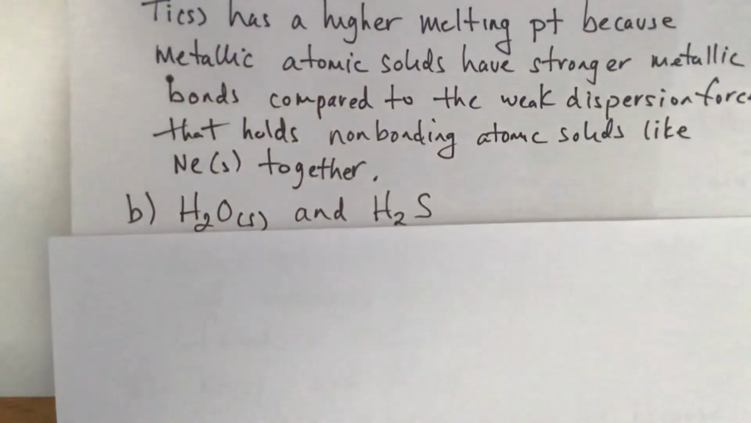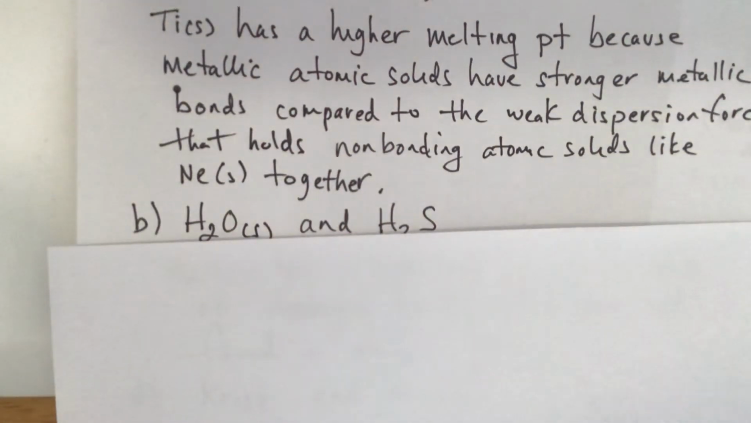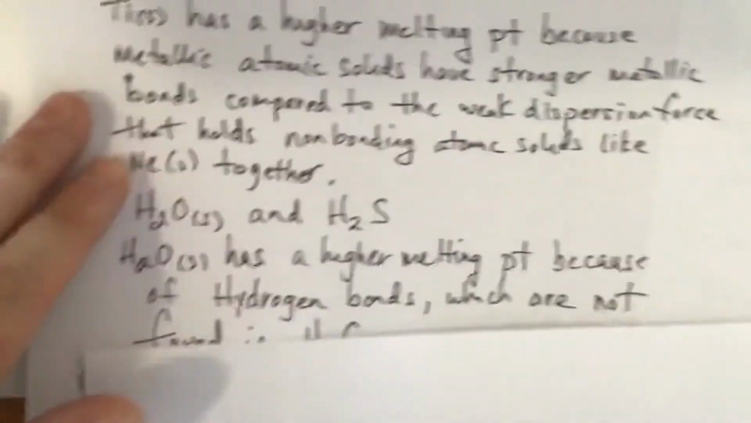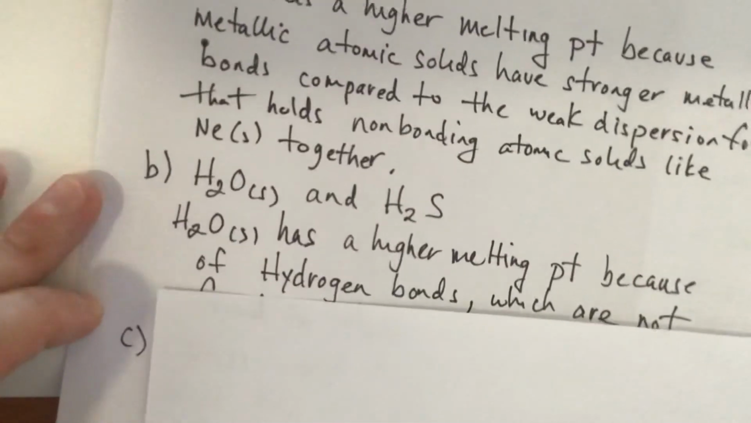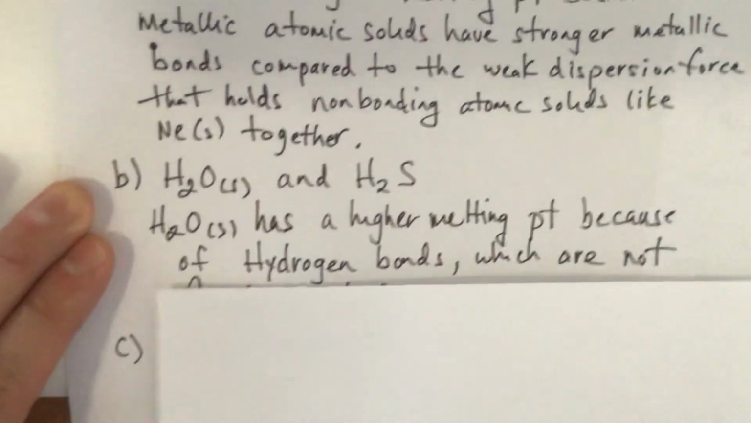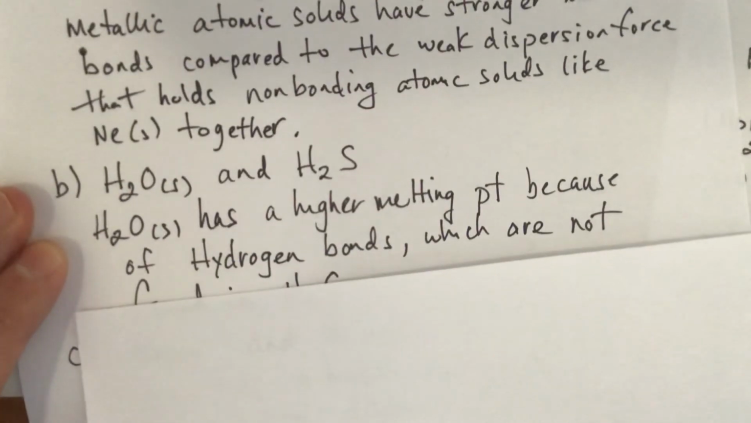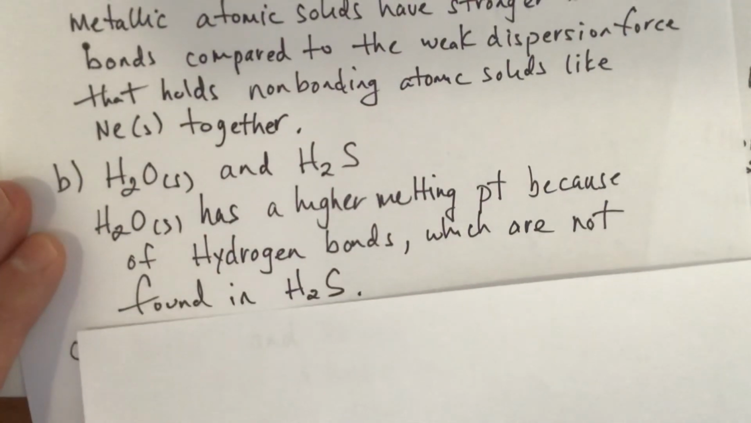Water has hydrogen bonding, and a hydrogen bond is stronger than just a dipole-dipole. So, which one has a higher melting point? Water has a higher melting point because of hydrogen bonds, which are not found in hydrogen sulfide.